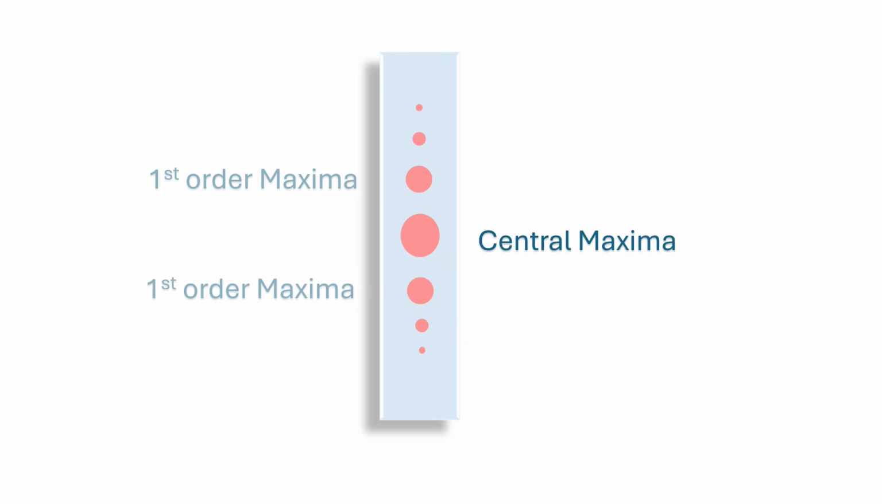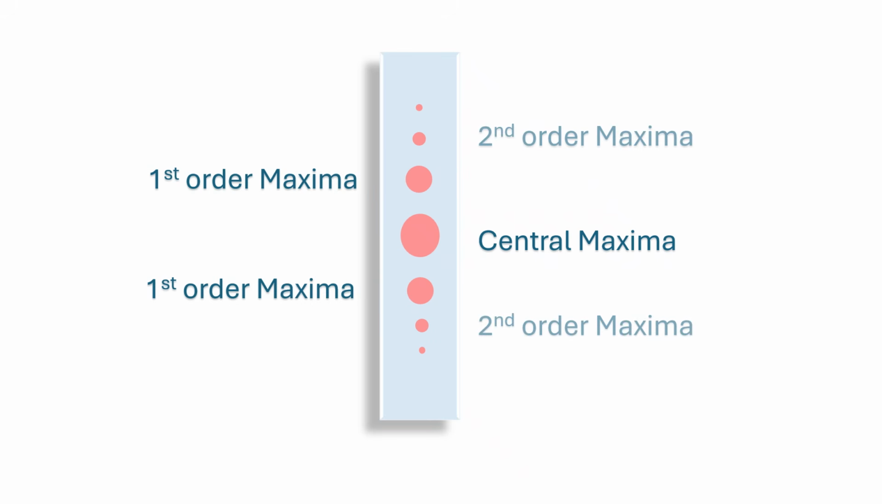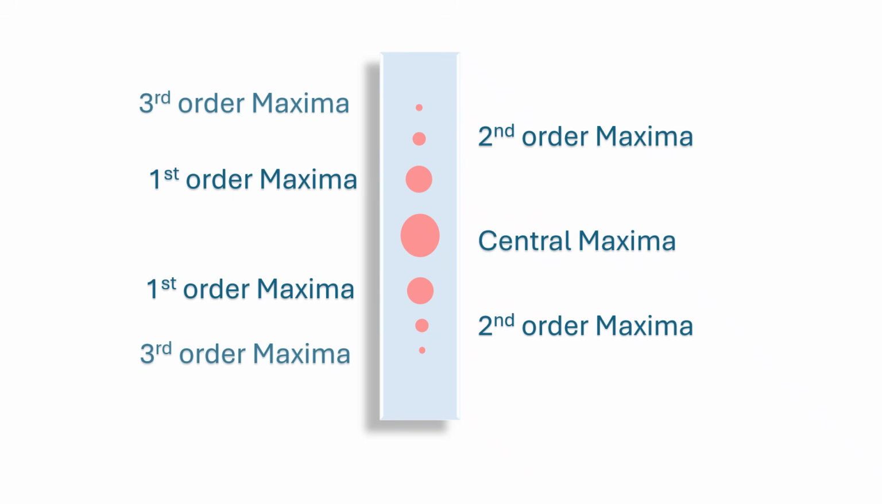The central point in the diffraction pattern has maximum intensity. It is called the central maxima. On the left side and right side of the central maxima, two intensity points are observed with the same intensity, but their intensity is less as compared to the central maxima. These points are termed as first-order maxima. Next to the first-order maxima, you will find points with decreased intensity. Those points are termed as second-order maxima. Further there will be third-order maxima points with very little intensity.